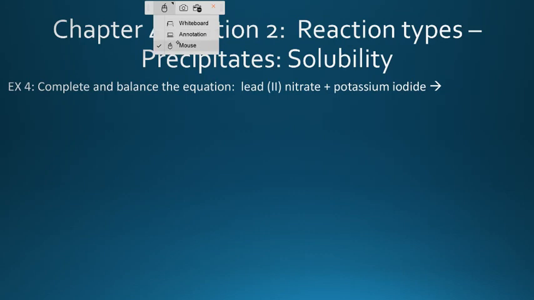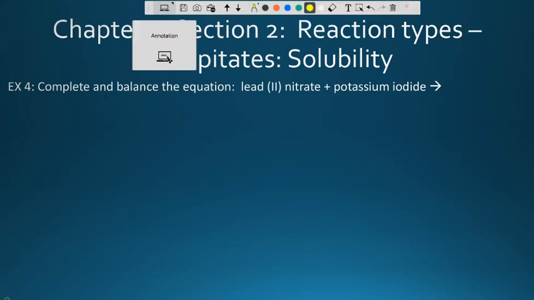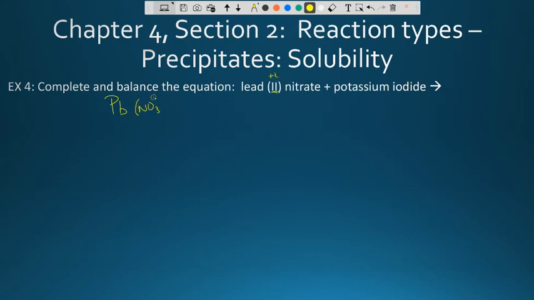We have to be able to annotate everything along the way and predict what the products are going to be. This is like a double replacement reaction. So let's convert everything into symbols. Now, this Roman numeral 2 means it's a +2 charge. Nitrate is an NO3 with a -1 charge. And then I have potassium iodide. Potassium's in column 1, iodide's in column 17, so it's a +1 and a -1.